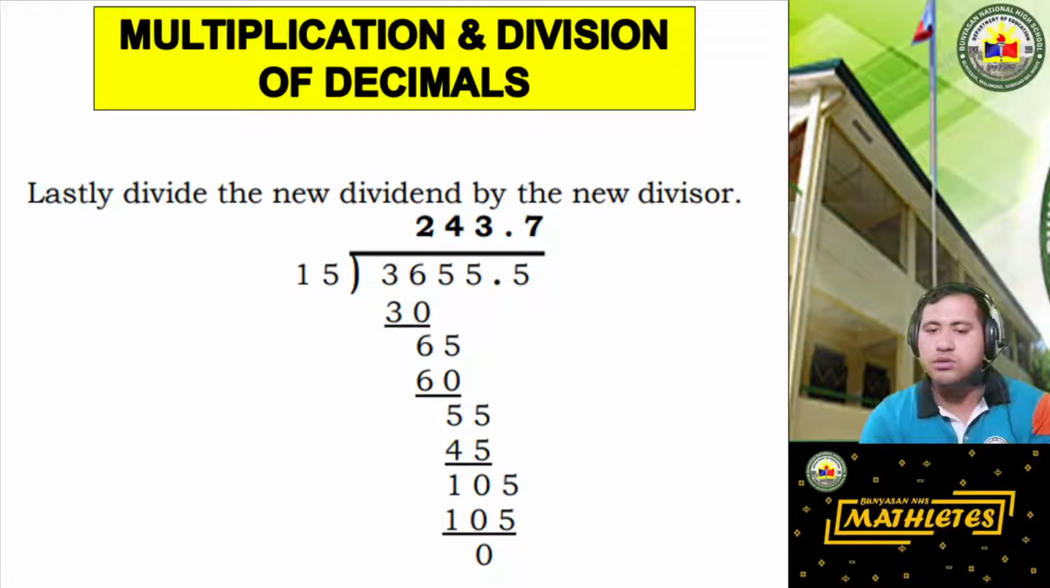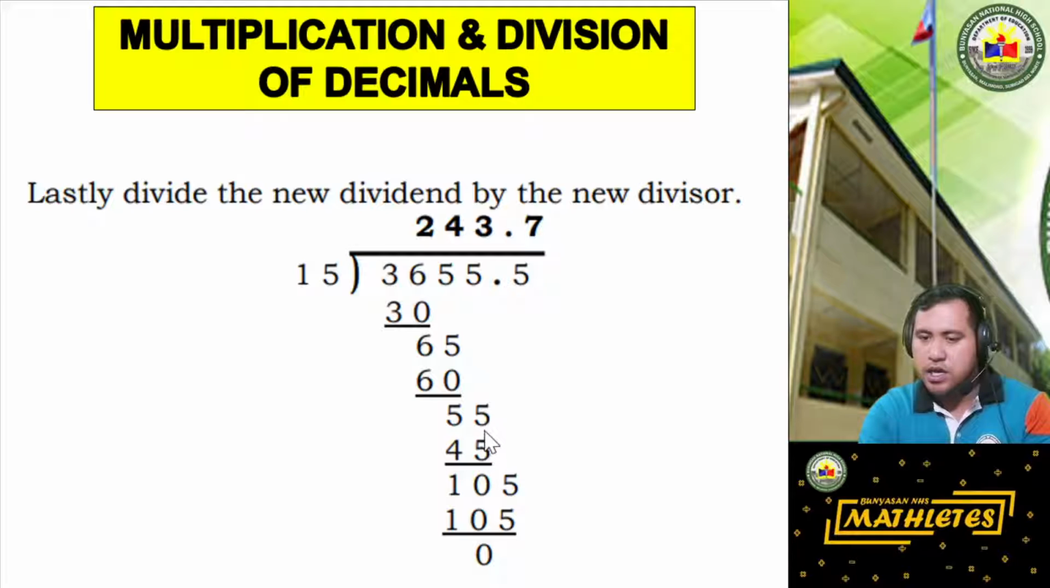Next, you are going to divide the new dividend by the new divisor. We have 3,655.5 divided by 15. We take 36 since the divisor has 2 digits, so we need 2 digits too. 36 divided by 15 is 2. 2 times 15 is 30. 36 minus 30 is 6. Bring down 5, that becomes 65. Divided by 15 is 4. 4 times 15 is 60. 65 minus 60 is 5.